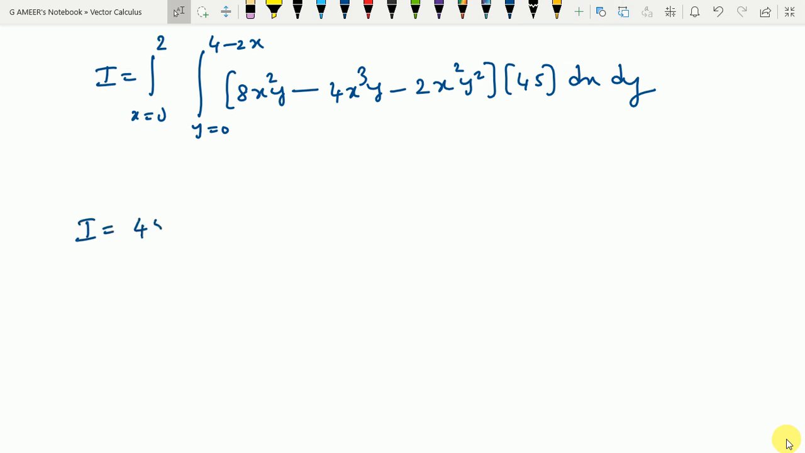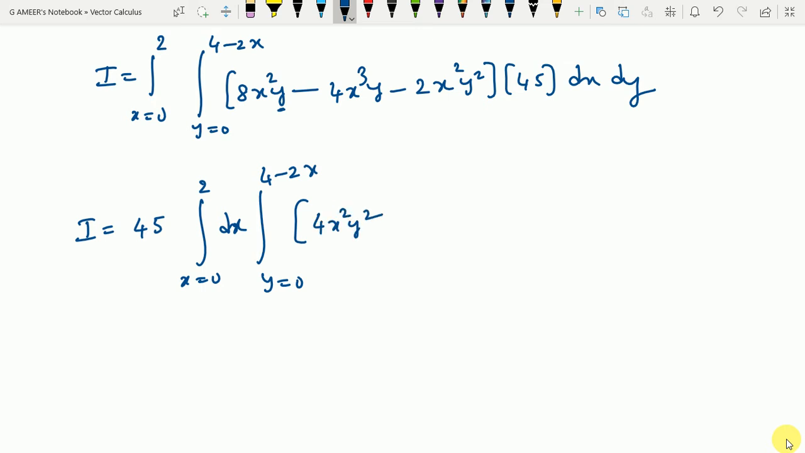Write this 45 outside. Don't integrate with x, integrate with respect to y. Y is varying from 0 to 4 minus 2x, and dx we'll put here, we'll see later. You vary with respect to y. Here there is y, so integrating gives y square by 2. Already 8 is there, so it cancels and 4x square y square comes. Here y square by 2 gives 2x cube y square. Here y cube by 3 gives 2x square y cube by 3.